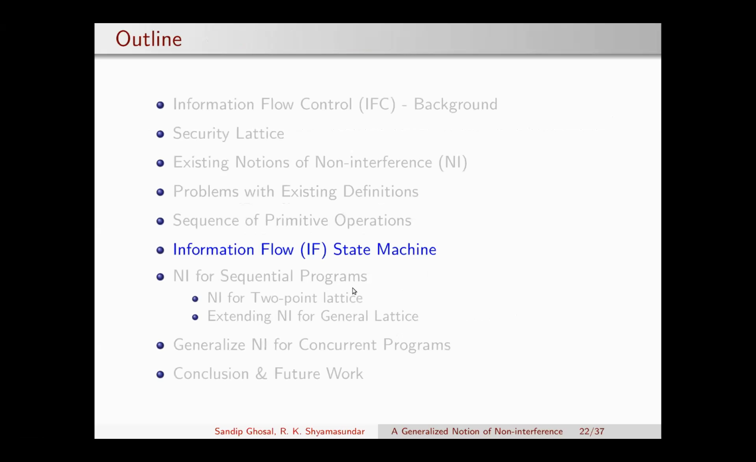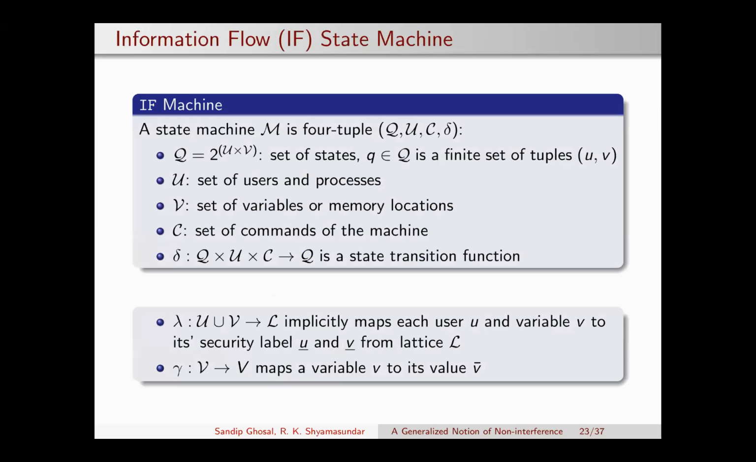Next, we describe the information state machine. A state machine M is a 4-tuple Q, U, C, delta, where Q is a power set of users U and variables V. A state q is a finite set of tuples (u, v). C is the set of commands, and delta is a state transition function. Further, we define the functions lambda and gamma. Lambda maps each user and variable to its respective security level from the lattice. Gamma maps each variable v to its value v bar.